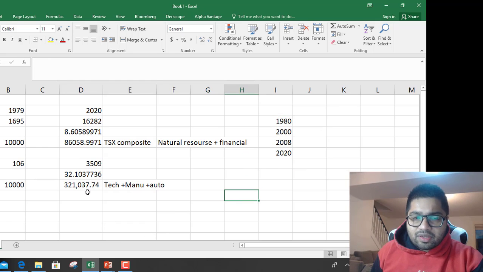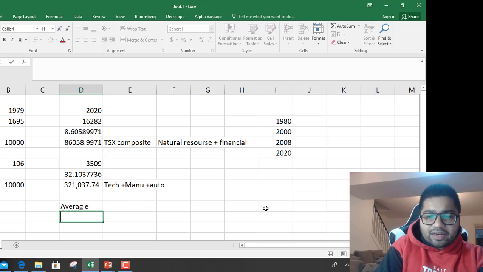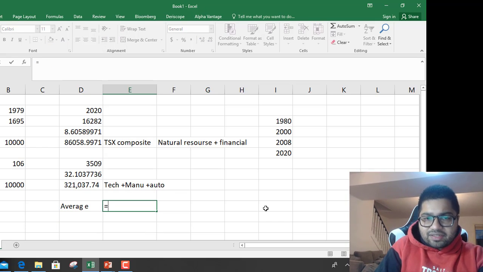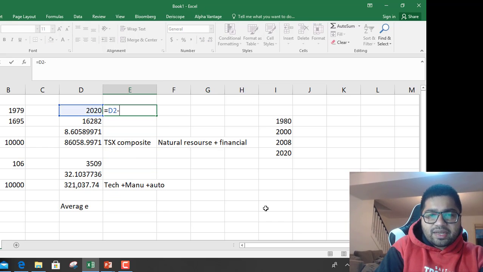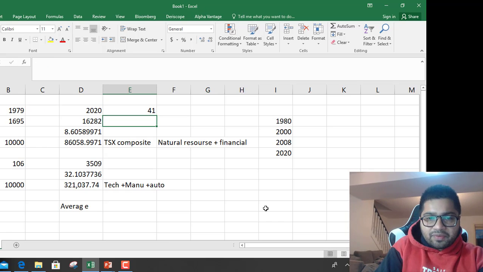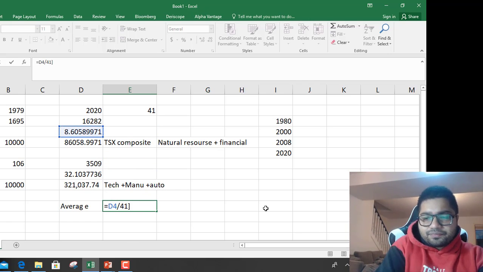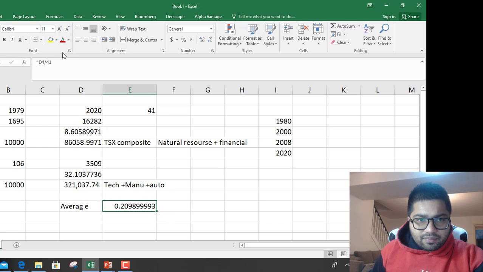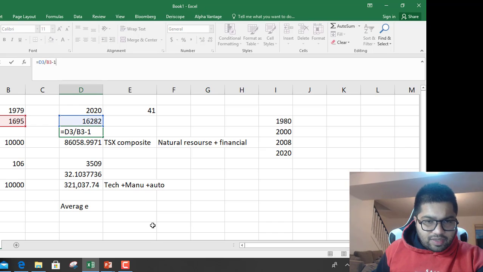Okay, so how can you calculate average returns? Average returns can be calculated by finding the number of years first. So 2020 minus 1979 is 41 years. Your money has become 8 times, divided by 41. I have to subtract 1 before that. Yeah, I've already done that.